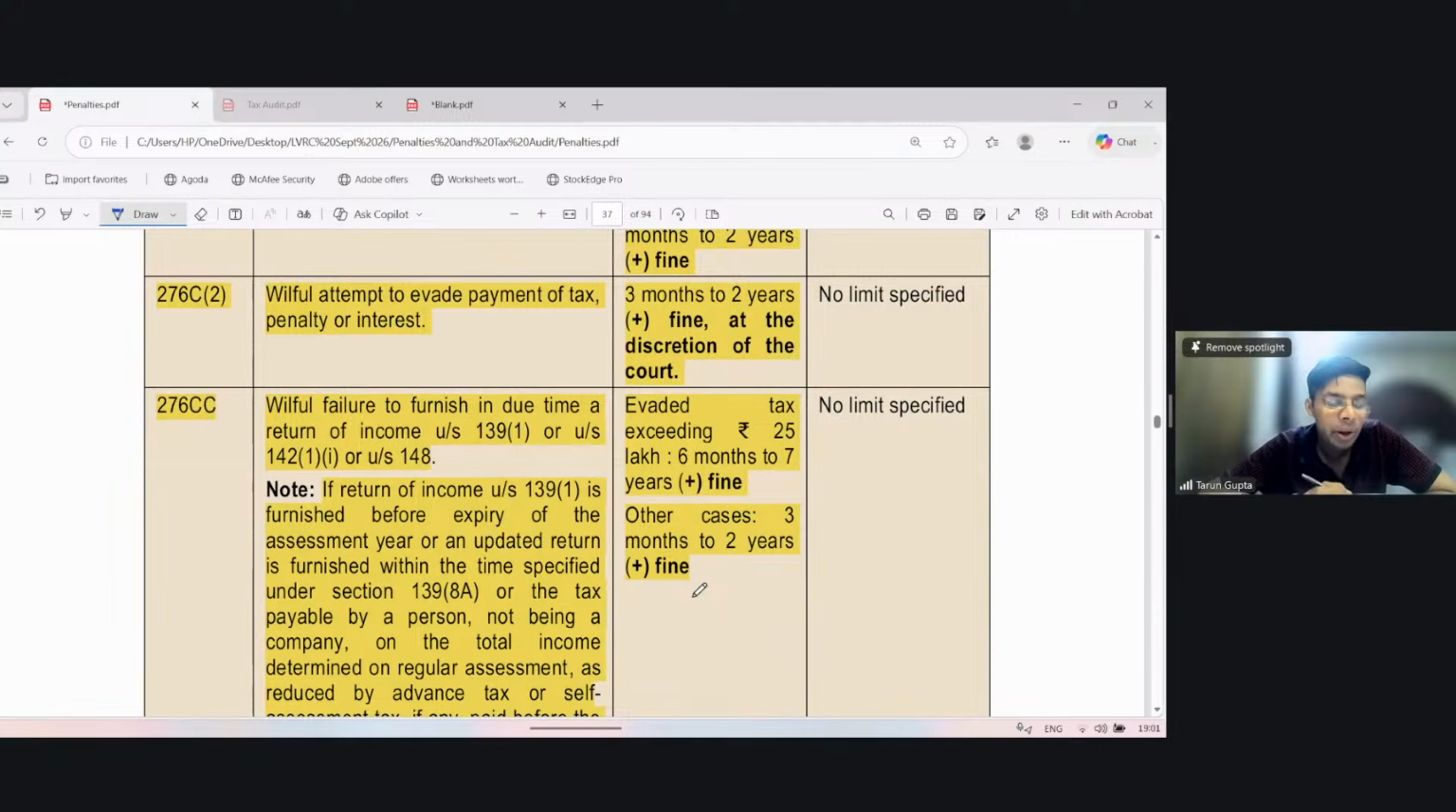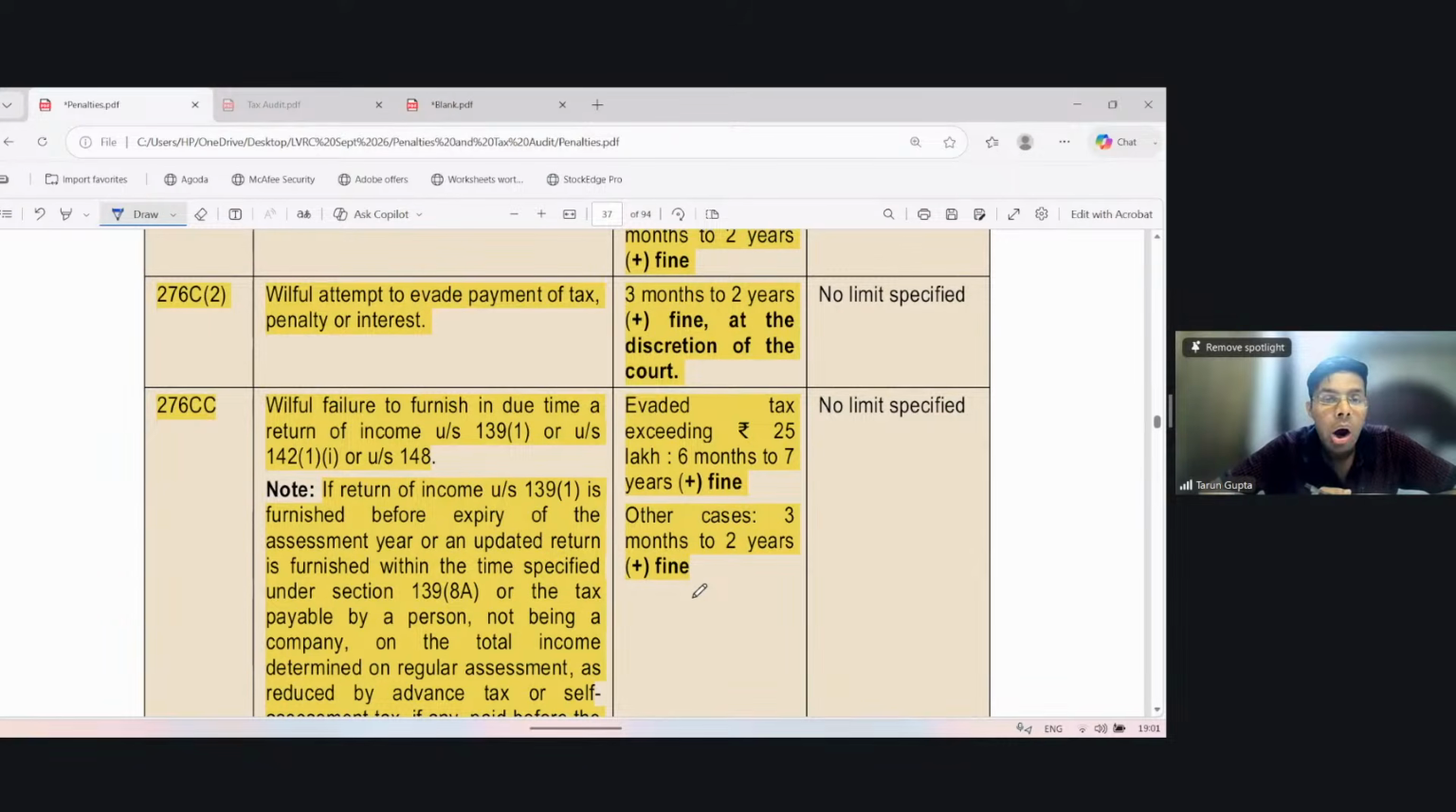276CC is important. If there is a willful failure to furnish in due time a return of income under section 139(1) or 142(1) or 148, then if the evaded tax exceeds 25 lakh, the prosecution is for 6 months to 7 years plus fine. Or if the evaded tax is up to 25 lakh, then the prosecution is for 3 months to 2 years.